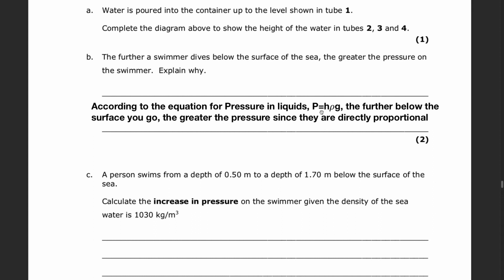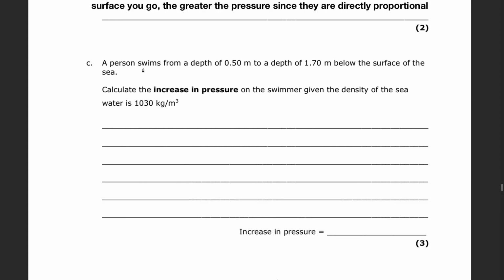We had said that pressure in liquids depends on only 3 things: the height or the distance from the surface, the density, and the gravity. Now, the gravity you cannot change as you go. The density you cannot change as you go either, but the depth that you are in, that can be changed.